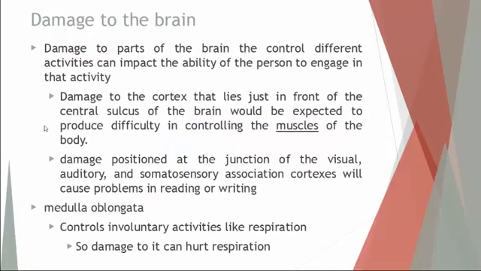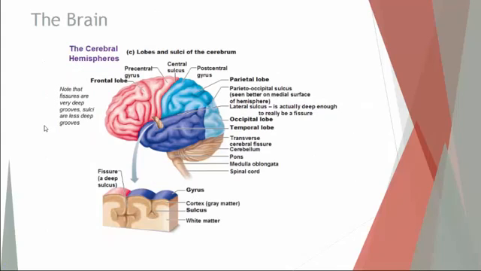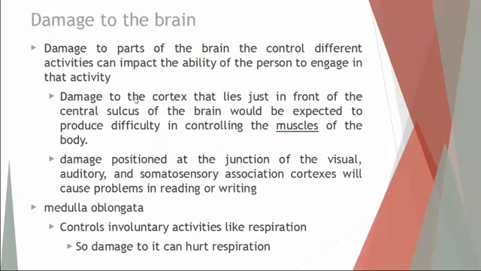Alright, damage to the brain. Damage to different parts of the brain cause different activities to be impaired. So if you have damage, say, to the brain just in front of the central sulcus, this part here, kind of like the main divider of the cerebrum. If you have damage over here to the front part, to the frontal lobe, that's going to impact difficulty in controlling the muscles, how you are moving your body. If you have damage in certain association areas, like Broca's area or Wernicke's area, that will impact how you read or how you write or how you communicate just in general. When different parts of the brain are damaged, it will impact various functions that the body has.